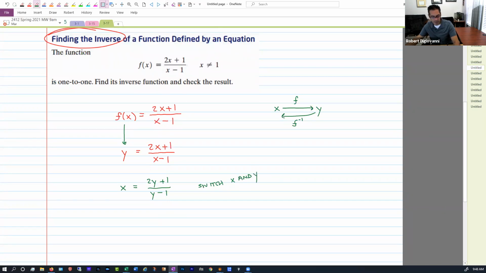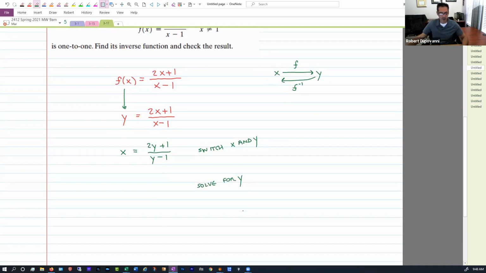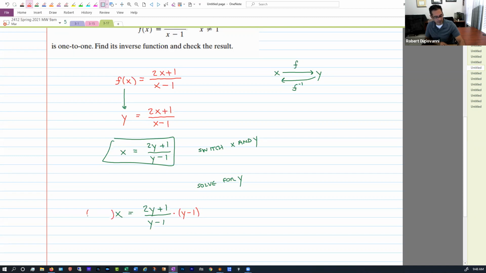And then the last step is to solve for y. We need to take this equation and solve it for y. That means get y by itself on one side of the equation. So watch what I'm going to do. First thing I'm going to do to solve for y is clear the fractions. So I'm going to multiply the right-hand side by y plus 1, multiply the left-hand side by y minus 1, not plus 1. And what that does is it clears it out on the right-hand side, so you no longer have a fraction.